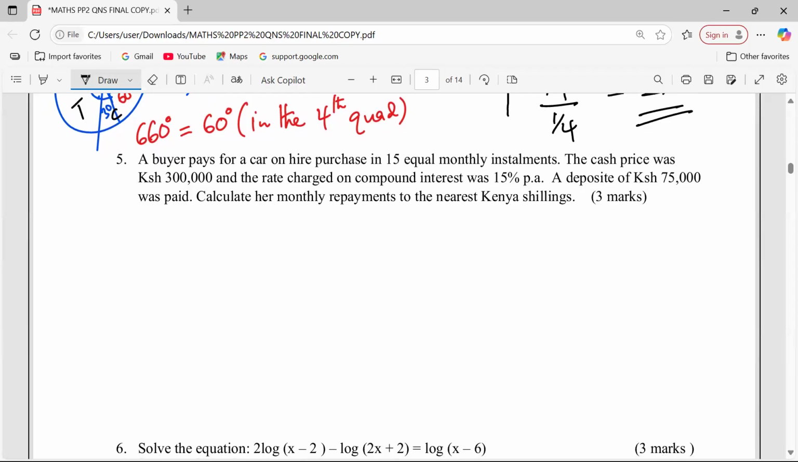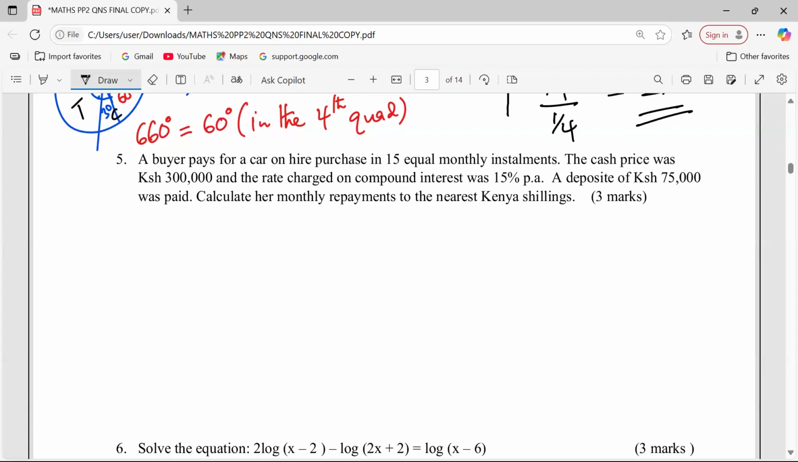Look at number 5. A buyer pays for a car on hire purchase in 15 equal monthly installments. The cash price of the car was 300,000 Kenya shillings, and the rate charged on compound interest was 15% per annum. A deposit of 75,000 Kenya shillings was paid. Calculate our monthly repayments to the nearest Kenya shilling.